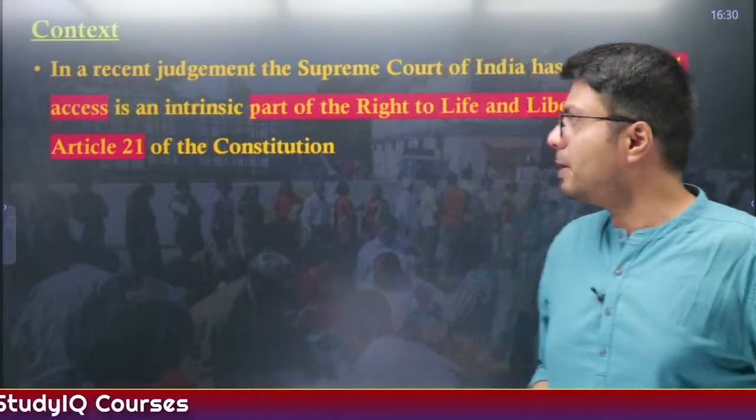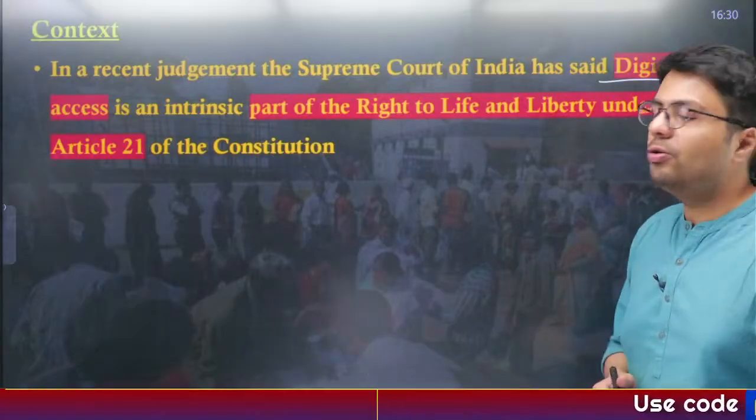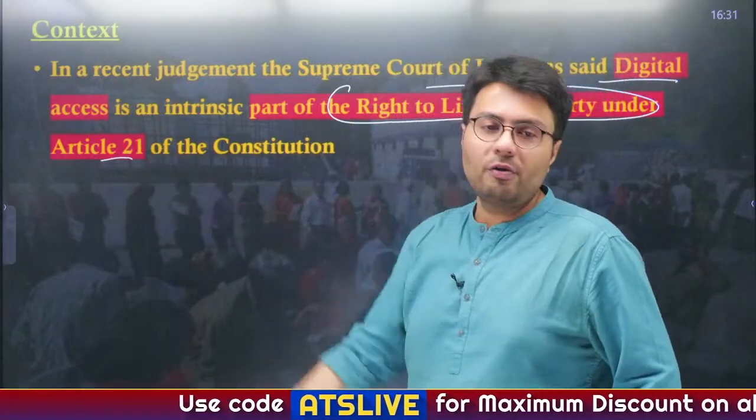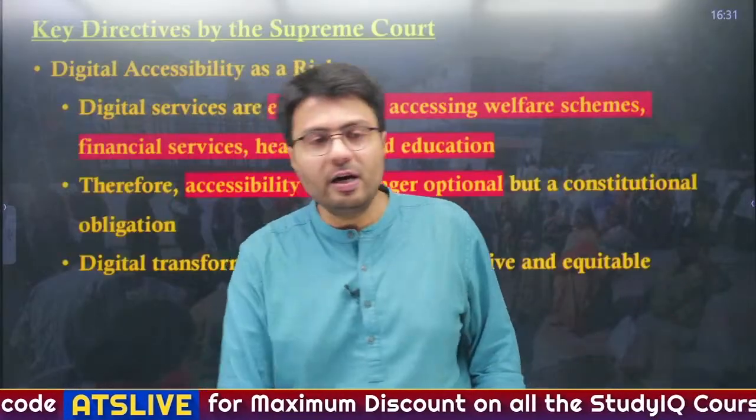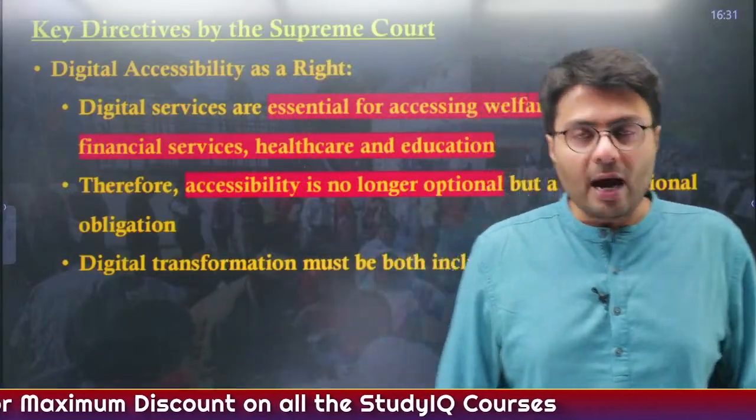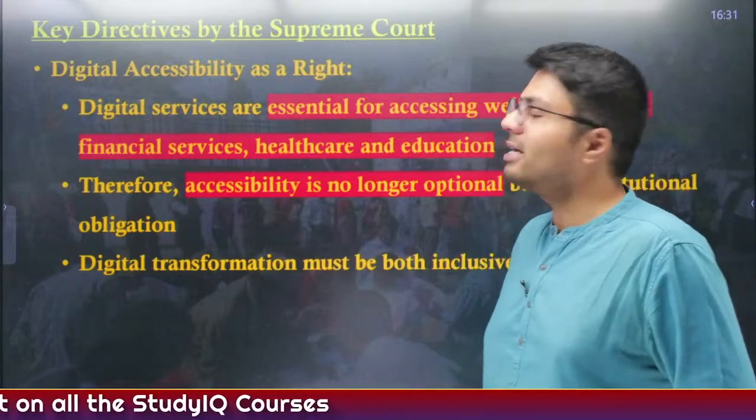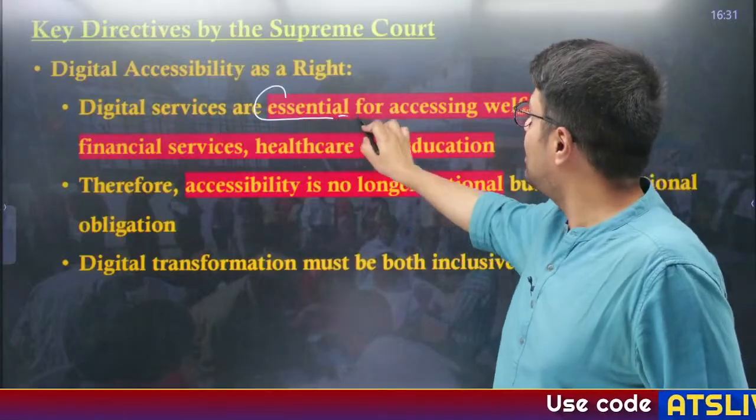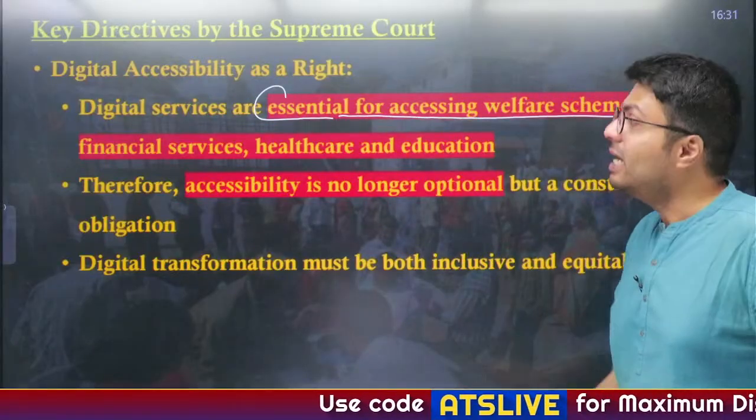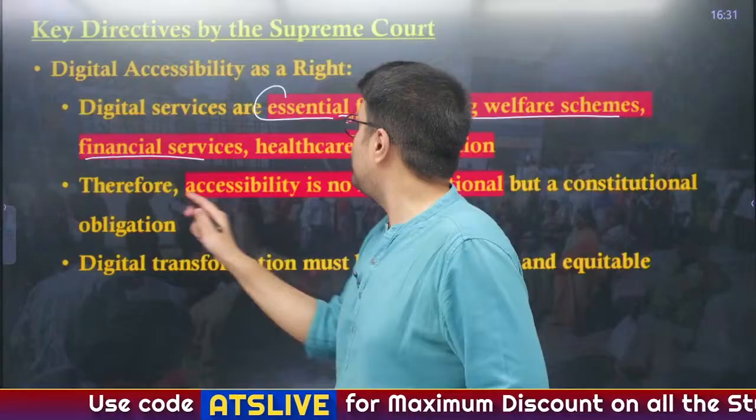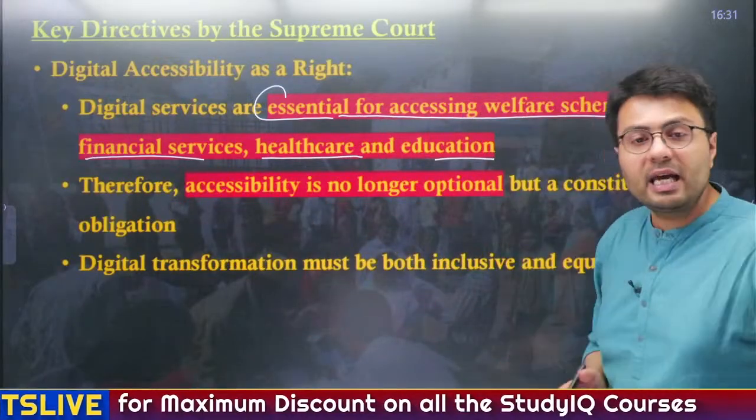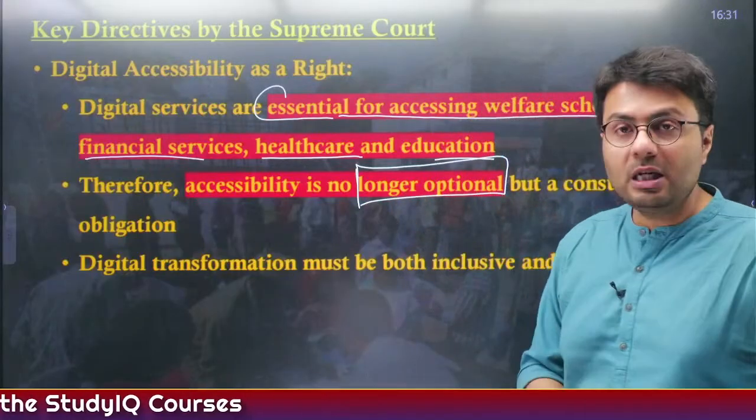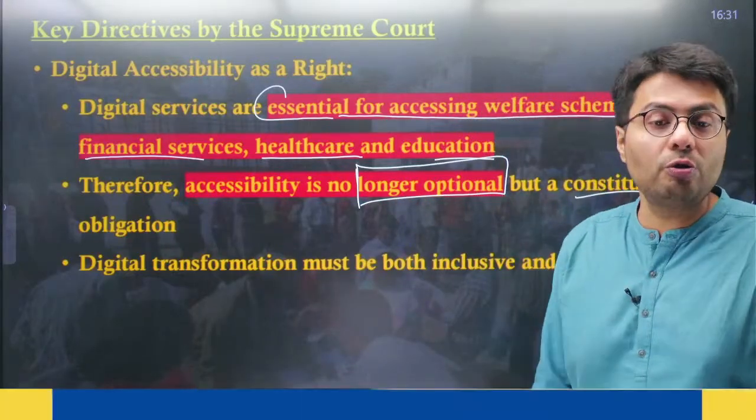Now a recent judgment was passed by our apex court highlighting that the right to digital access is a part of the right to life and liberty under Article 21 of the Constitution, right? So when it is your fundamental right, naturally you have a right to seek digital access, which means digital accessibility is your right. And why has it been made a right? Because access to digital services is essential for accessing welfare schemes of the government, for accessing financial services, and also to access benefits of healthcare and education. Therefore, accessibility of digital services is not an optional thing, rather it is a mandatory and a constitutional obligation.